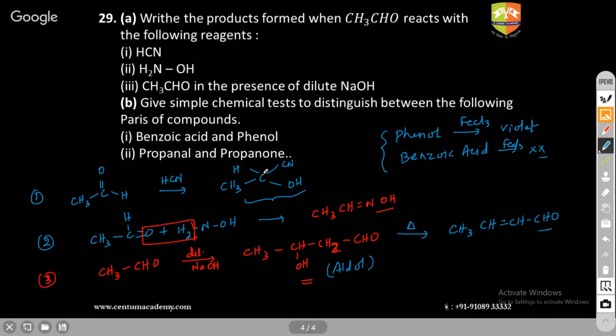What about propanol and propanone? This is easy, right? Iodoform test we can use here in the second reaction. The keto group gives you a positive iodoform test, and the aldehyde won't give iodoform test, right? So that's the reaction we have. For the second one, we have iodoform test, and for the first one, we use neutral FeCl3.